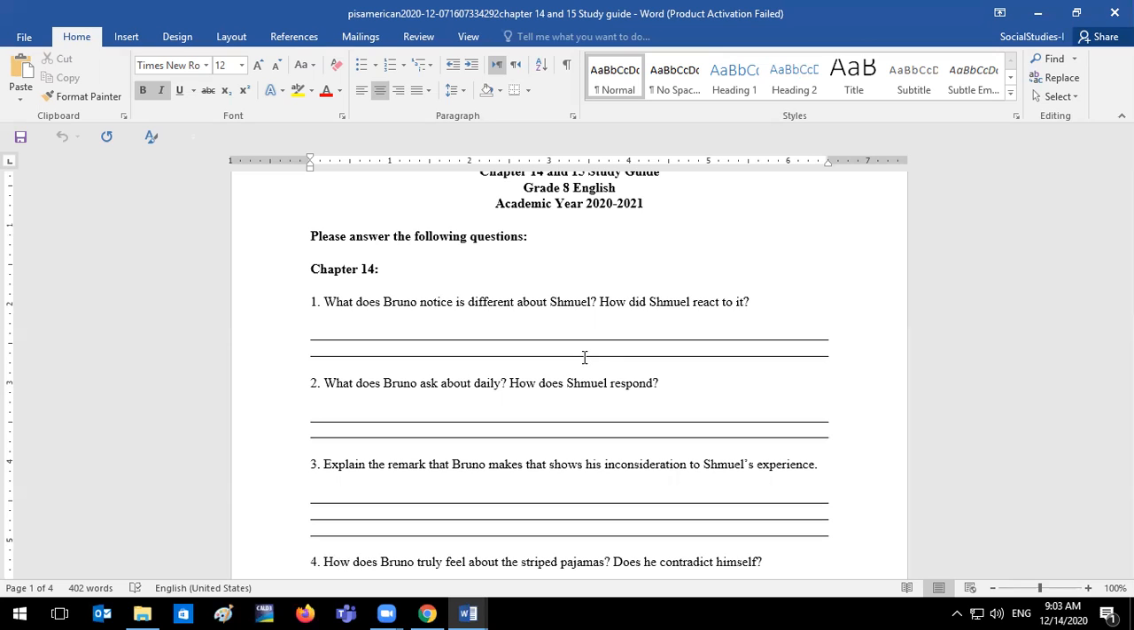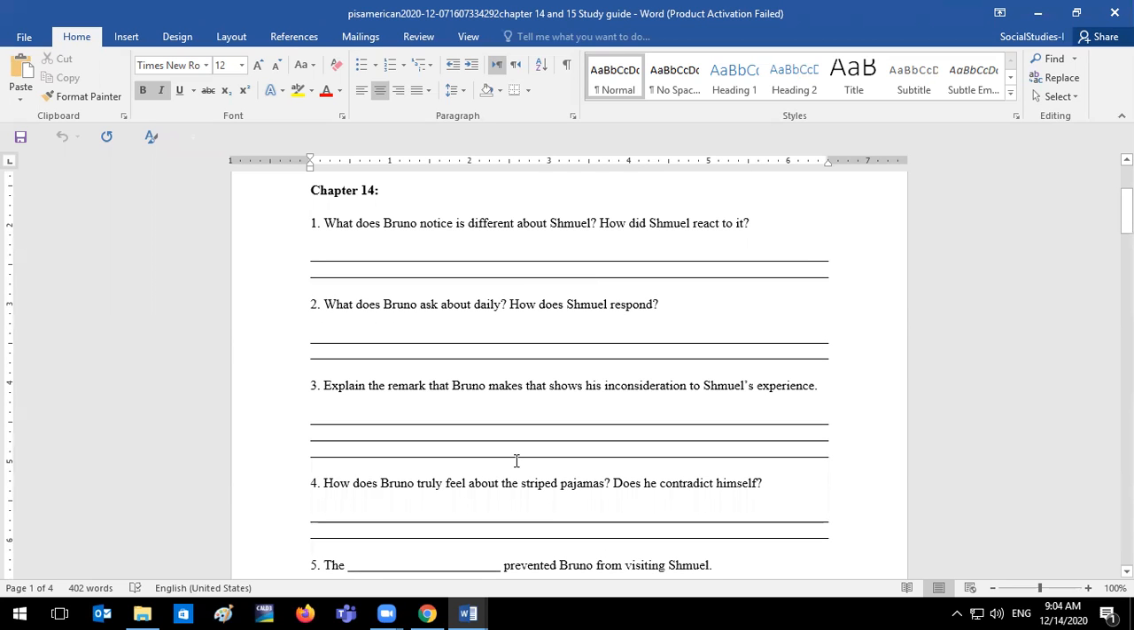All right. What does Bruno ask about daily? Bruno is constantly asking Shmuel when he is going to come over to the other side of the fence. He's very eager to pay Shmuel a visit, and Shmuel, of course, understands that this is impossible and against the law. So Shmuel keeps telling him it's not a good idea. And finally, Shmuel tells him, I don't know why you're so eager to come over here. It's not pleasant. The other side of the fence where I am is not a good place to be. So you shouldn't be eager to come over.